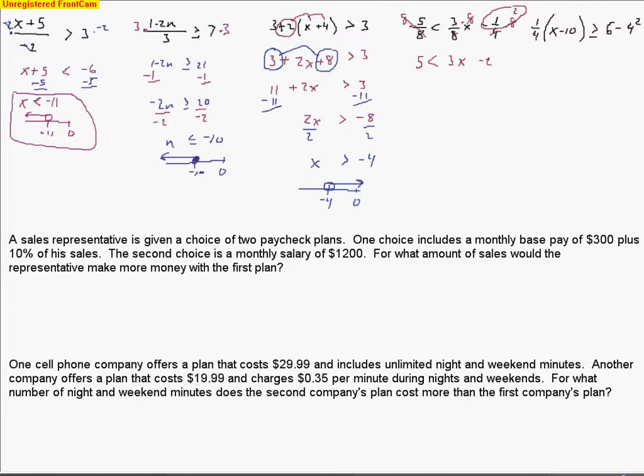So now I'm ready to solve. I'm going to just do some opposite operations. I'm adding 2 to both sides. So this leaves me with 7 is less than 3x. And then I can go ahead and divide both sides by 3. And we end up with an improper fraction, and that's okay. 7/3 is less than x.